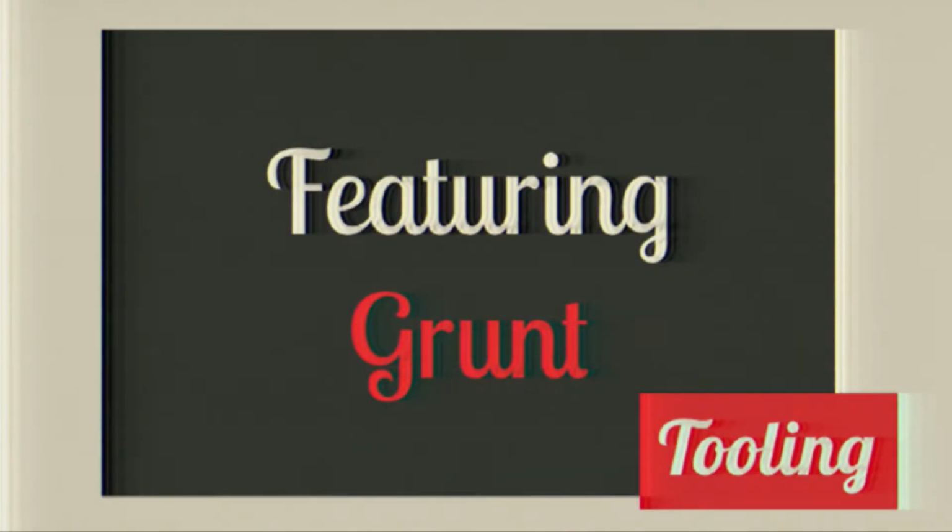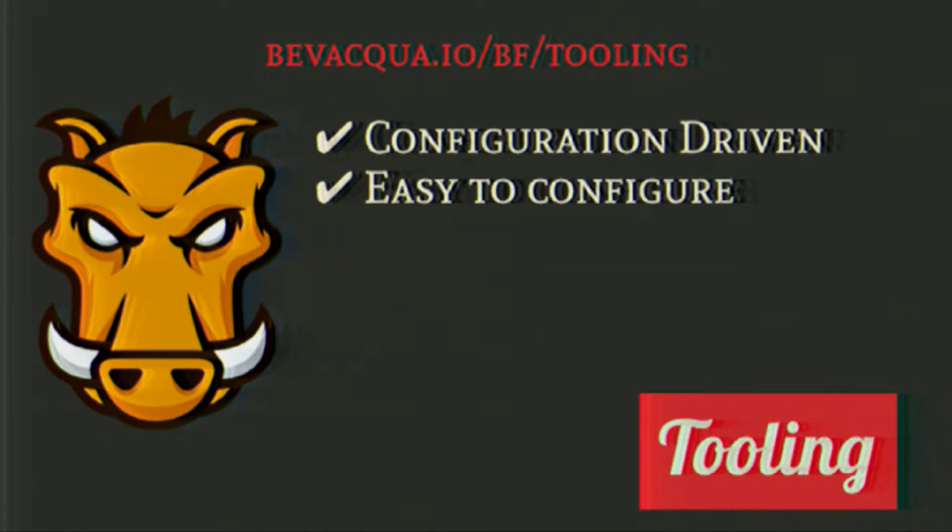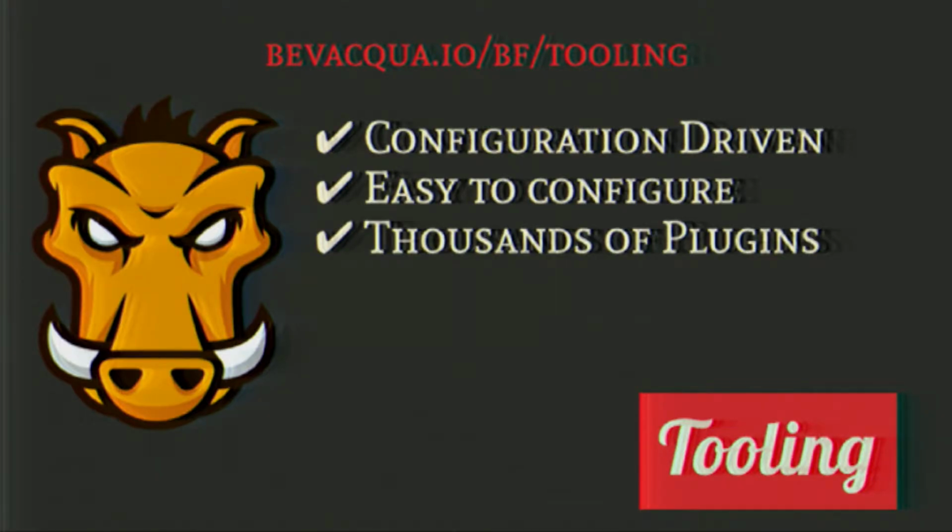So let's start with Grunt. Grunt is a configuration-driven build tool written in JavaScript that's very easy to configure. You just put together a few different JavaScript properties, maybe a few functions, and you're done. It has thousands of plugins that you can use to do any sort of thing, from linting to building to deploying to wherever you want.